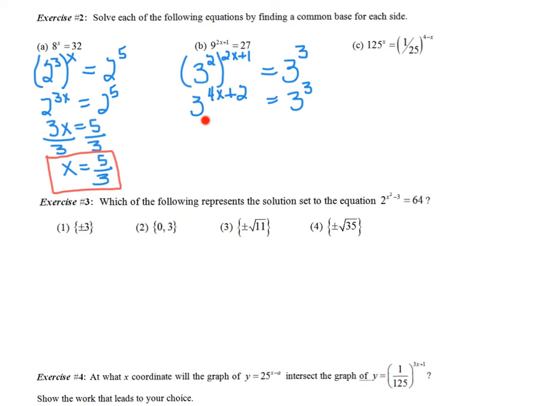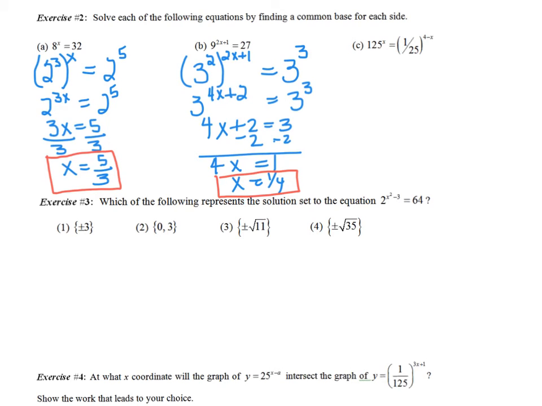Now when the bases match, I can set the exponents equal to each other. So 4x plus 2 is equal to 3. Subtract 2 from both sides of the equation. So 4x is equal to 1. Dividing by 4, x is equal to 1/4. Now again, it'd be a nice easy way to check this by storing 1/4 in my calculator for x, and then in my calculator doing 9 raised to the 2x plus 1 to be sure that you get an answer of 27.